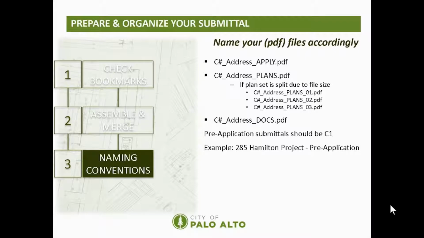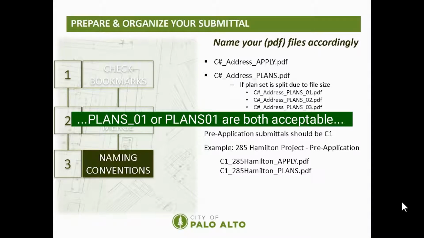The following is an example of properly following the naming convention. The project is at 285 Hamilton Avenue, and it is a pre-application. I would name my application as C1 underscore 285 Hamilton underscore apply.pdf. I'll name my plan set file as C1 underscore 285 Hamilton underscore plans.pdf.